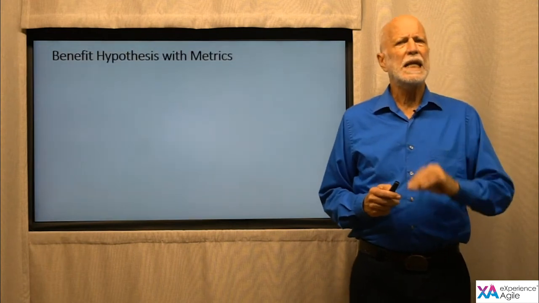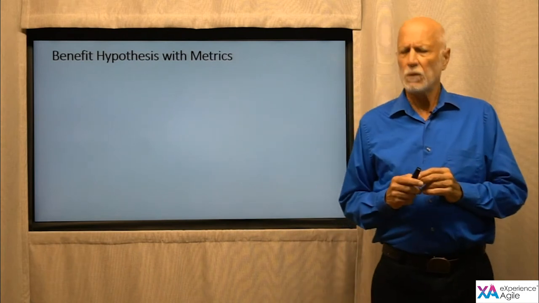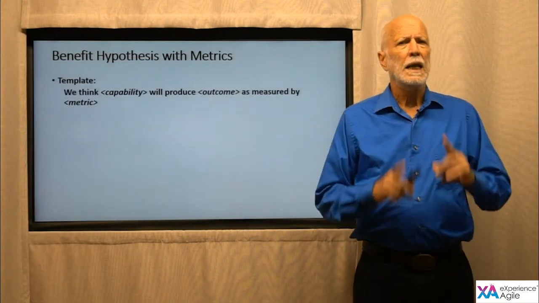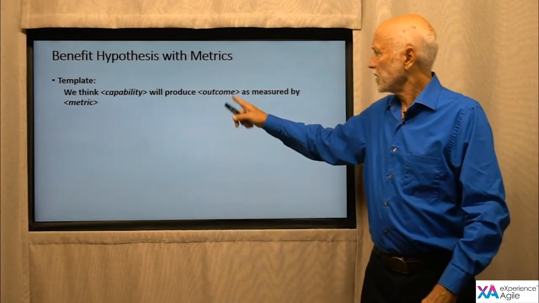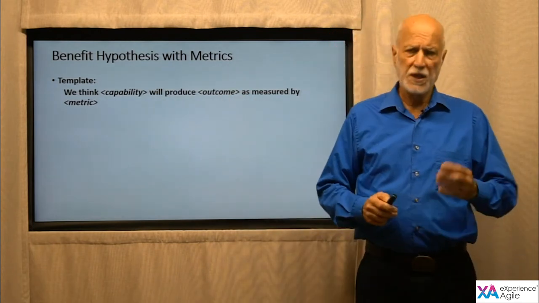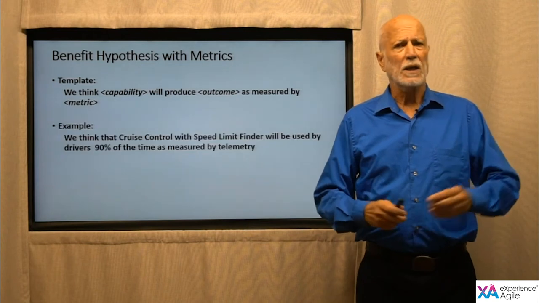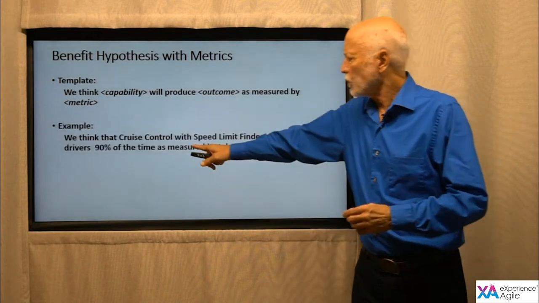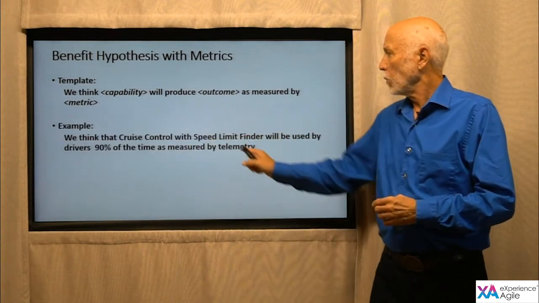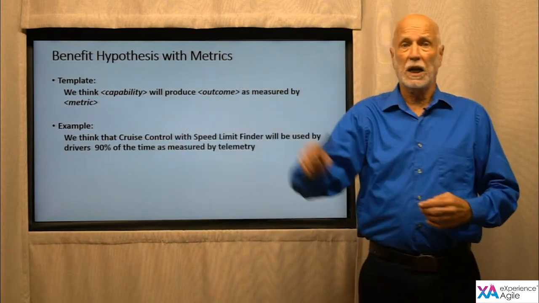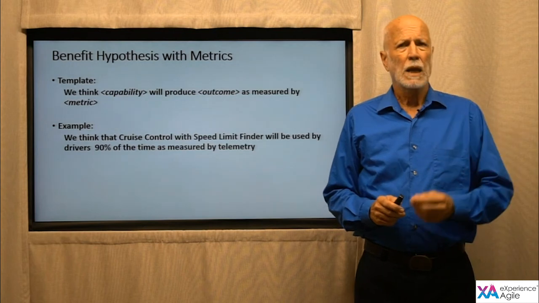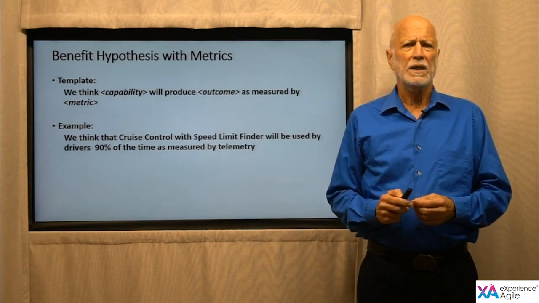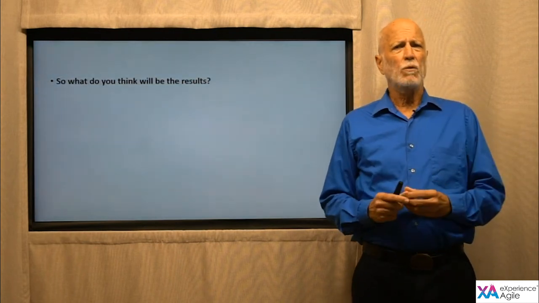So we need to create a benefit hypothesis with some metrics. Here's a template. We think that this capability will produce this outcome as measured by this metric. And for example here, we think that cruise control with a speed limit finder will be used by drivers 90% of the time as measured by telemetry. There is our benefit hypothesis. So what do you think will be the results?